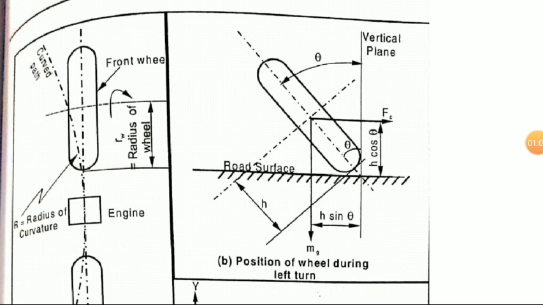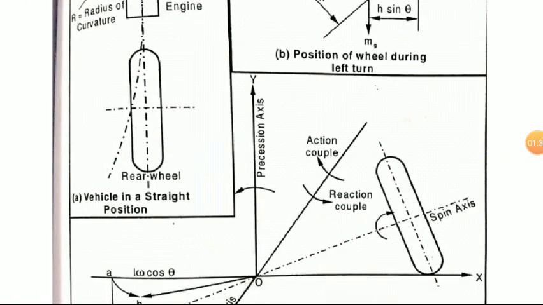You can see here the distance between the center of gravity of the wheel and the plane surface is given as h, and it has been divided into two components, that is h cos theta and h sin theta. Also marked here are Fc, that is the centrifugal force, and mg. Mg means the weight of the vehicle acting downward. So these are the different components.